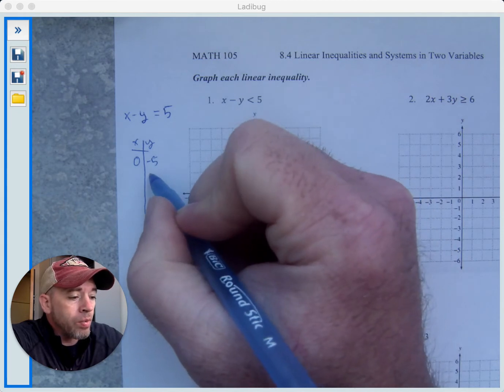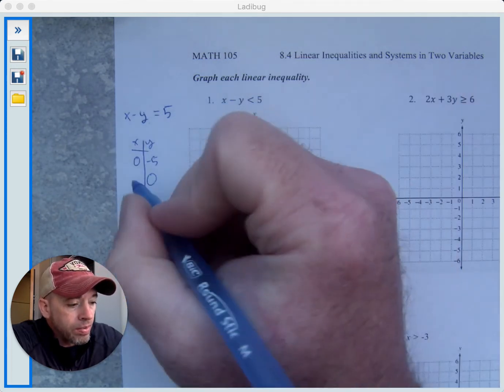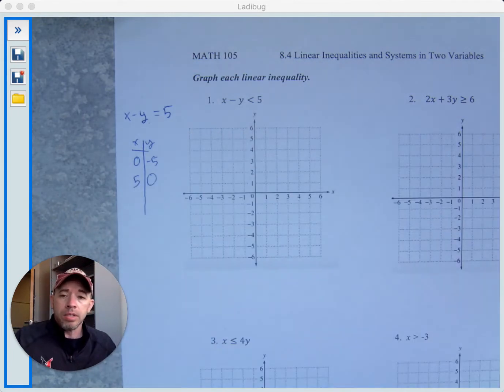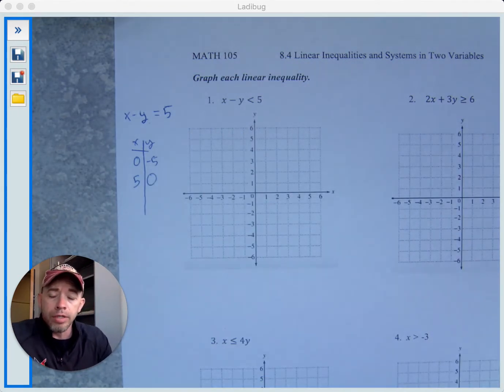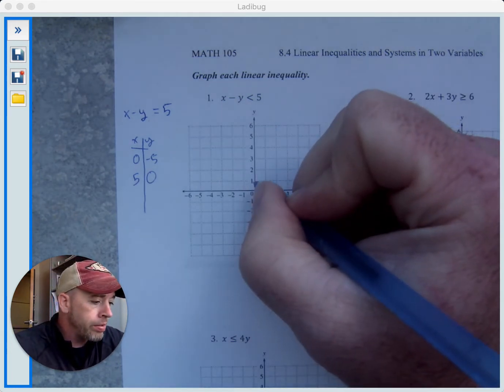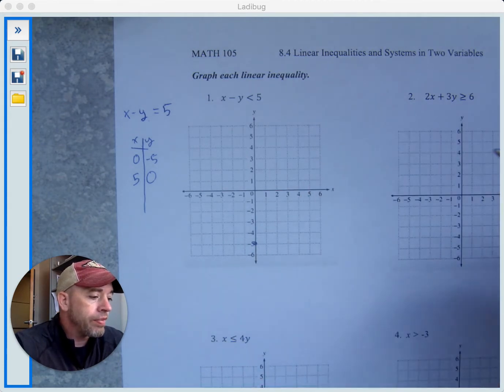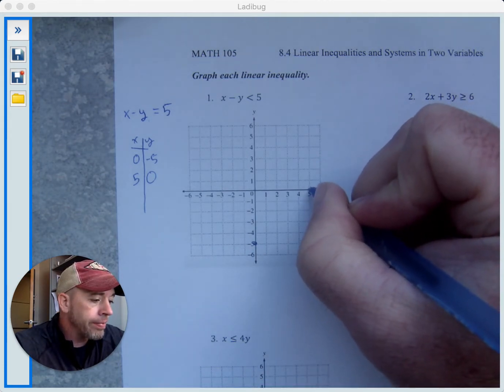And if we have 0 for y, then we'd have x equals 5, and x would be 5. So that gives us a couple points. I used the intercepts. That was fairly easy to do in this case. So I'm going to plot those 2 points. 0, negative 5 is down here, and 5, 0 is over here.